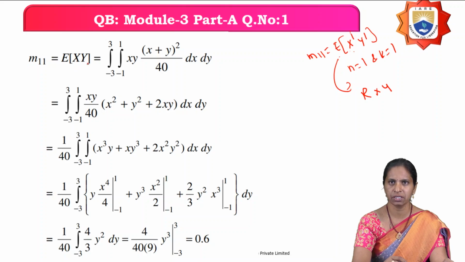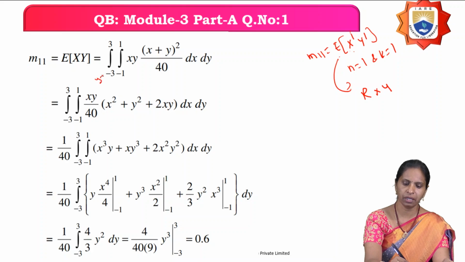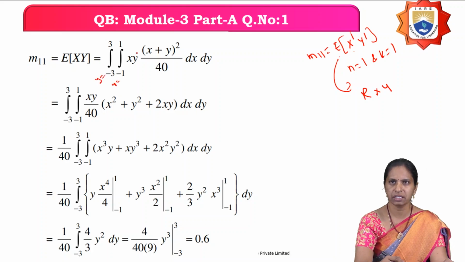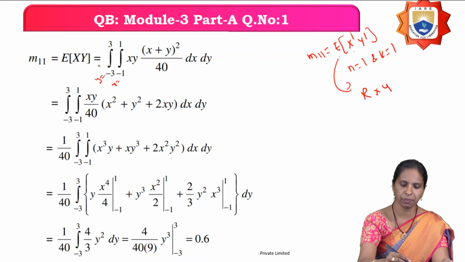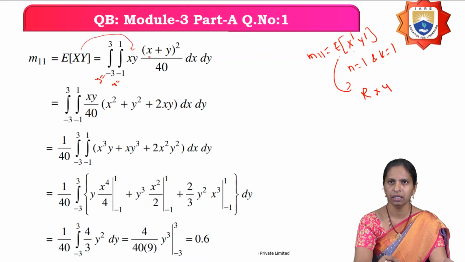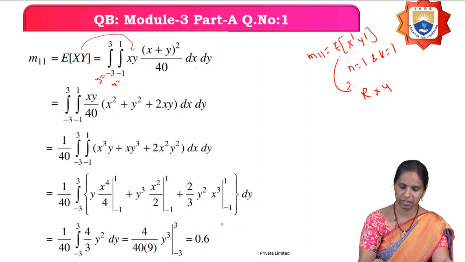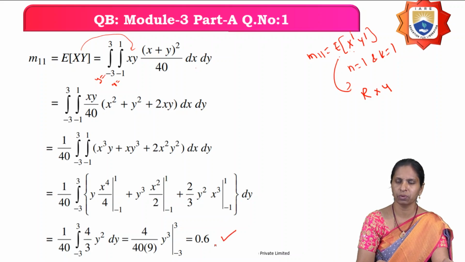So what is Rxy? The expectation of xy is equal to the integration of y from minus 3 to 3, and similarly the x limits are from minus 1 to 1. Here, expectation of xy, so I take xy into the joint density function. What is the joint density function here? (x plus y) whole square by 40 into dx into dy. Now if you simplify this integration, you are going to get the answer as 0.6. Therefore, M11 is equal to 0.6.